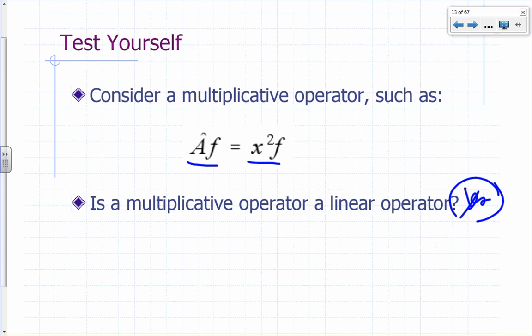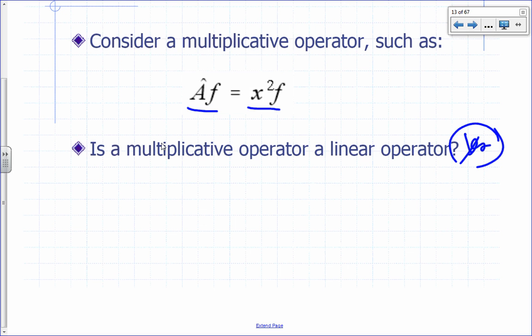Now, there are other multiplicative operators you might encounter. Let me use another operator. Let's find another letter. Let's not keep using A. E hat operating on f is just f. Is E hat a multiplicative operator? All it does is multiply the function by 1, right? So it's a multiplicative operator. So E hat is a linear operator. Okay.